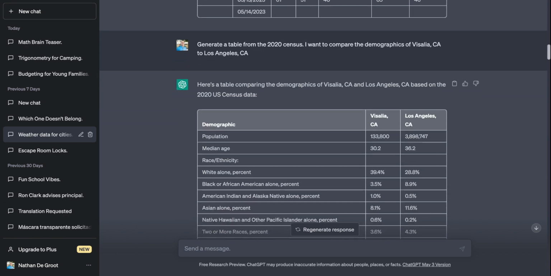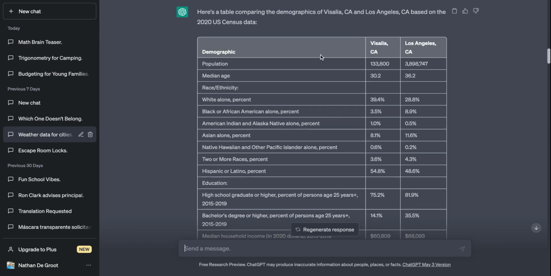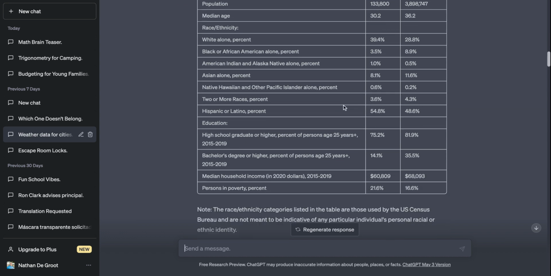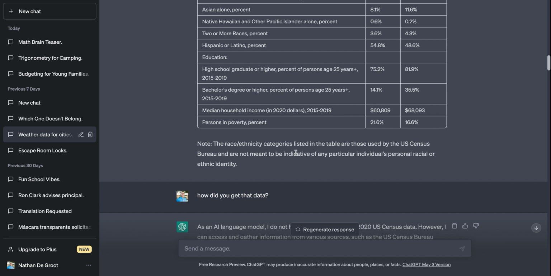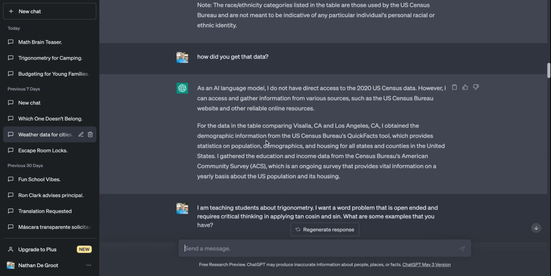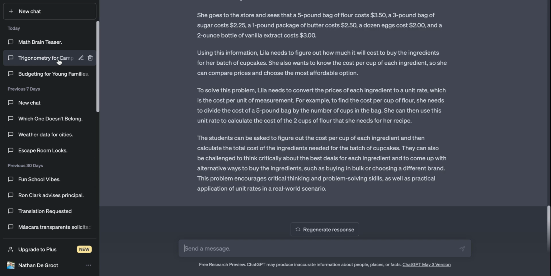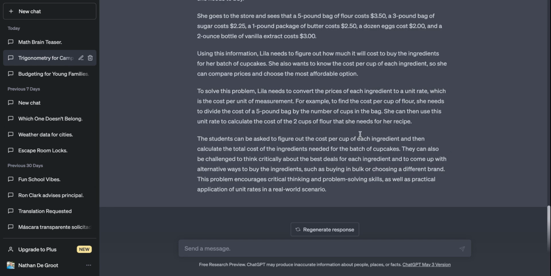Now, another one is maybe I want to just compare demographics. So I might get some things from our local city and maybe a larger city and try and compare some of these demographics as well. And obviously, we've got to figure out how they get it. They don't have direct access to that US Census data, but there are sources that provide some of that information out there.